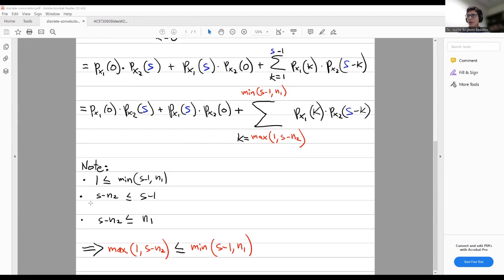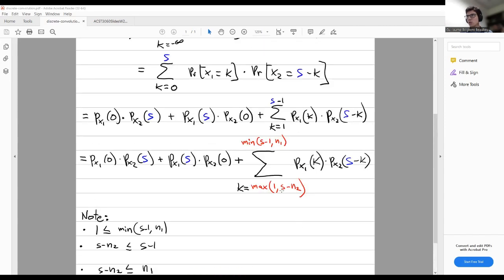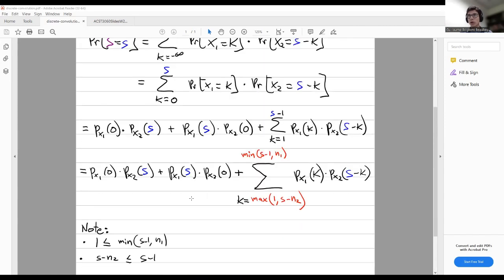So overall, if you have S minus n2 smaller than this, S minus n2 smaller than this, and 1, then overall you have that S minus n2 is smaller than the minimum between S minus 1 and n1. This is just a bit of stuff to make sure those bounds make sense, in the sense that this minimum is always bigger or equal to this maximum. That is the formula we now, if we understand it, can implement in R. That was the hardest part, because implementing this in R is fairly easy.